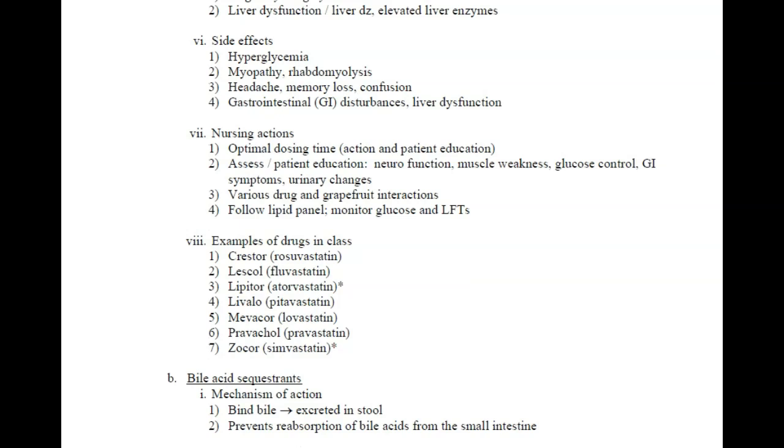So these are the examples of drugs in the class. We have Crestor or rosuvastatin, Lescol or fluvastatin, Lipitor or atorvastatin, Livalo or pitavastatin, Mevacor or lovastatin, Pravachol or pravastatin, and Zocor or simvastatin. The ones with the asterisks are the ones that you have to remember. So those are the prototypes that you want to remember.